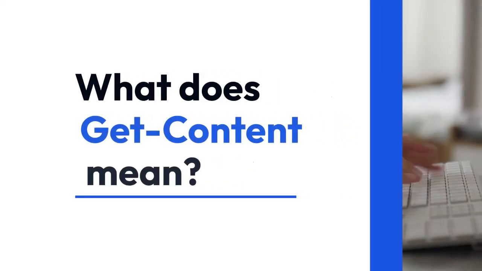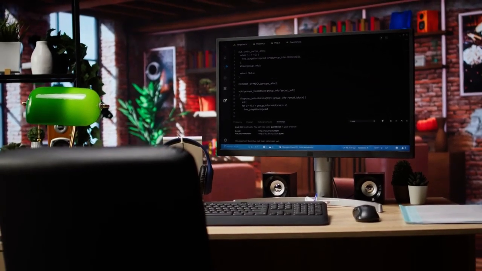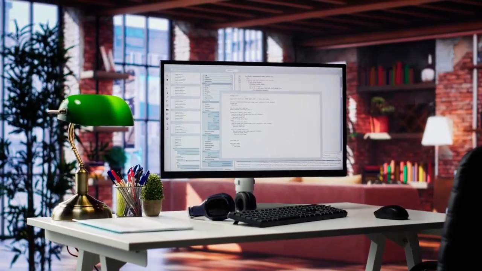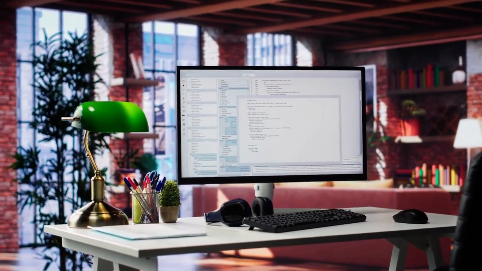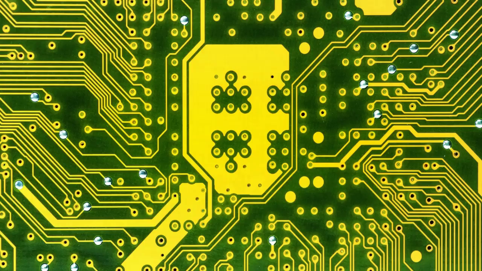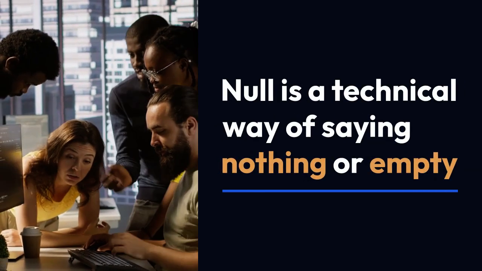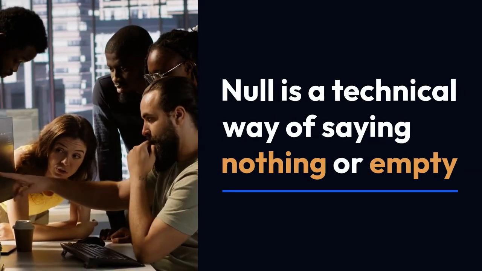Let's break this down into simple terms. First, what does Get-Content mean? It's a command designed to read the content of a file. Think of it like opening a document and reading what's inside. Next, path refers to the location of that file. It's the address Get-Content needs to know where to go. Then, null is a technical way of saying nothing or empty.